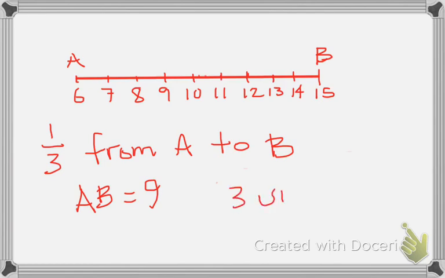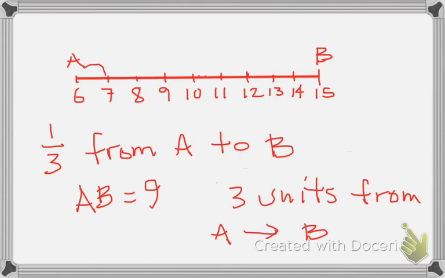So I want to move 3 units from point A in the direction of point B. So let's try that. 1, 2, 3. So the coordinate or the place where we would be 1/3 of the distance from A to point B is the point with coordinate 9, and I'll just label that T to represent 1/3.